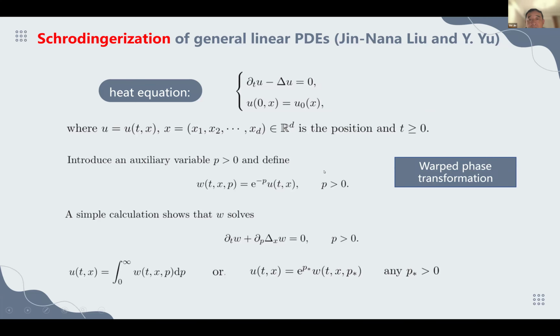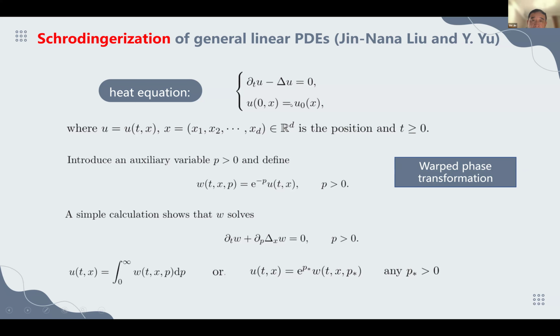So we just introduce a very simple transformation we call the warped phase transformation. The u, of course, depends on time and space, t and x. We multiply it by e to the minus p. Now we have this w function, which depends on one dimension higher. So we add one extra dimension by this variable p, where p is positive.